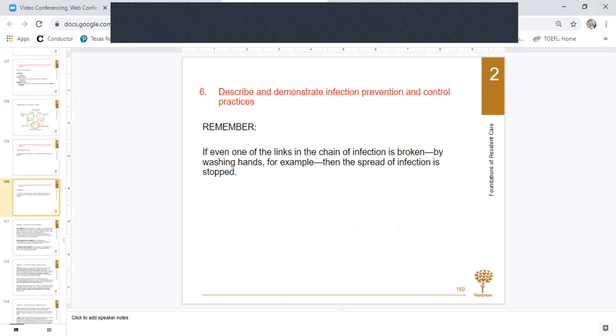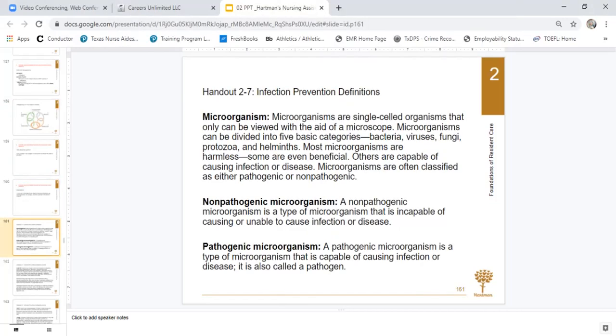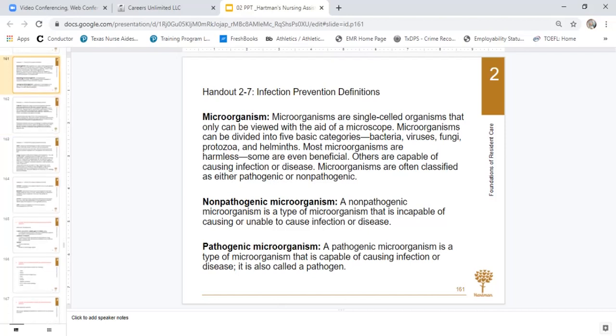So even if one link in the chain of infection is broken, by simply washing your hands, okay, you can stop the spread of infection, okay? So washing your hands is the single most important way to prevent the spread of infection, okay? That's the only way that can contain it. Many times, and I see it all the time, we fail to wash our hands, to use the sanitizers, to put on gloves, simple measures like that. We just get lazy and we don't practice it, okay? And we don't hold each other accountable for that.